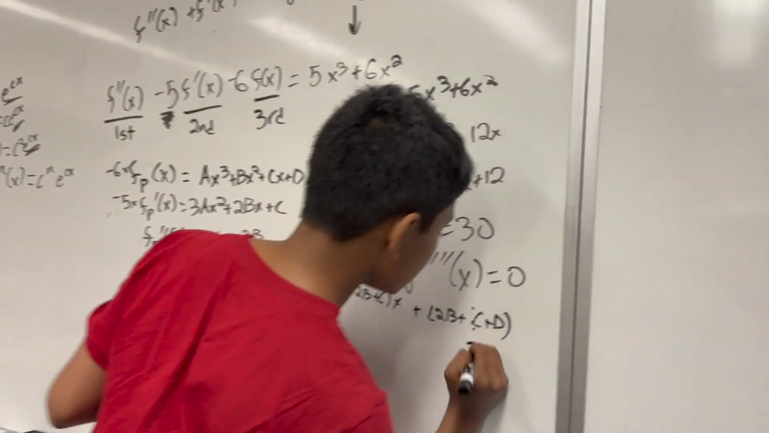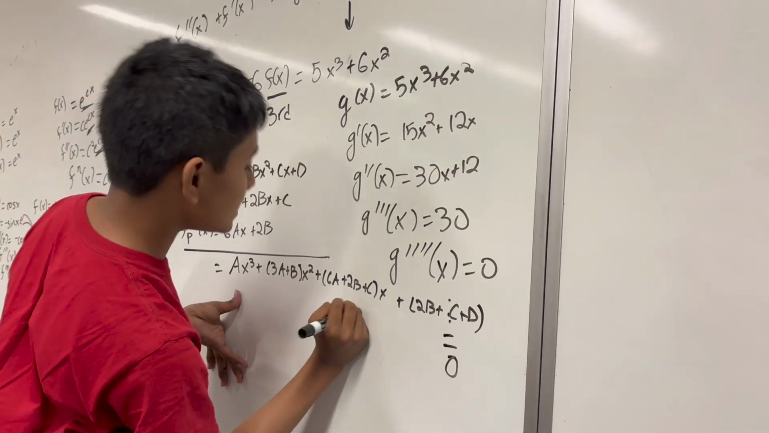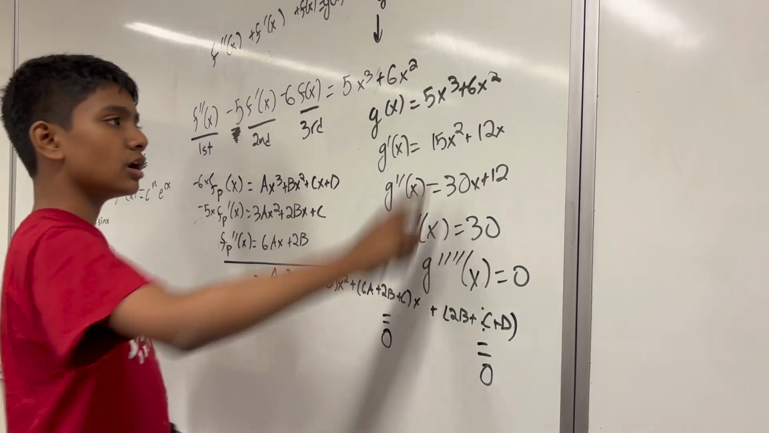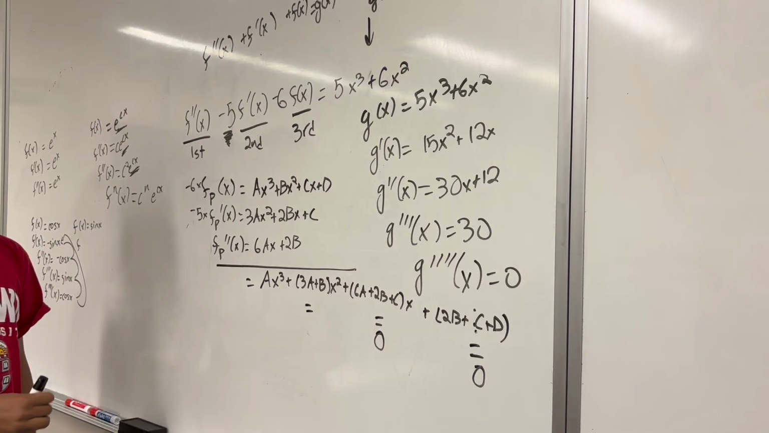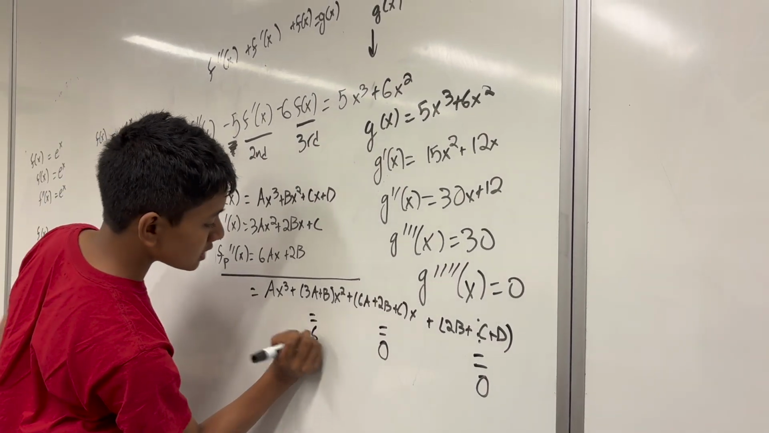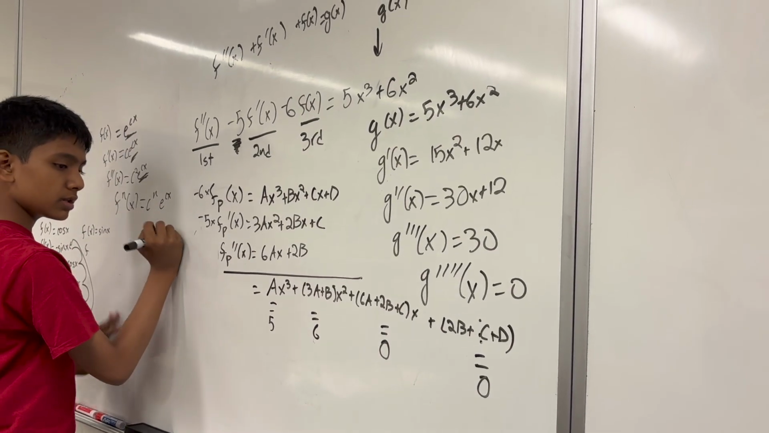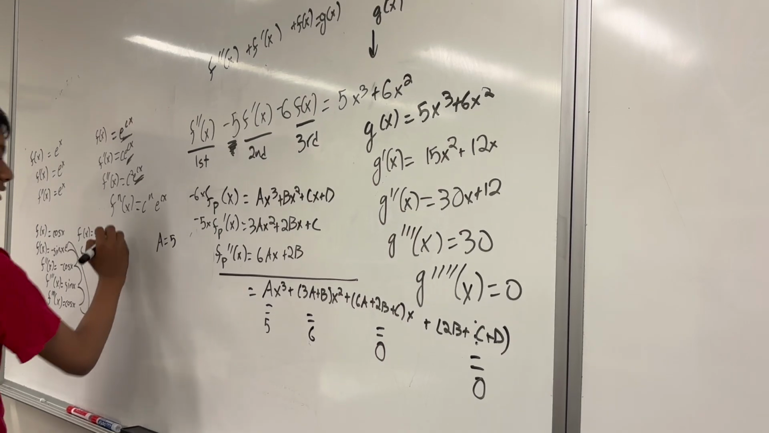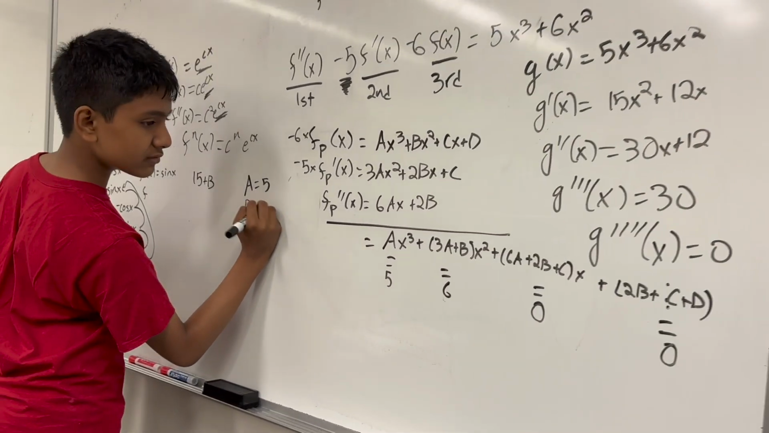Now 2b plus c plus d has to be equal to 0 because we have no constant term. 6a plus 2b plus c also has to be equal to 0 because we have no first degree term. 3a plus b needs to be equal to 6, and a needs to be equal to 5. So with the knowledge a is equal to 5, 3a plus b is equal to 6 is easily solvable because 3a is just 15, so that means b is -9.